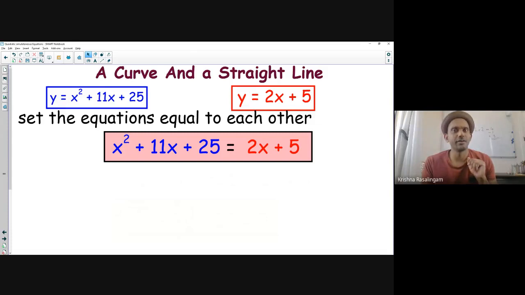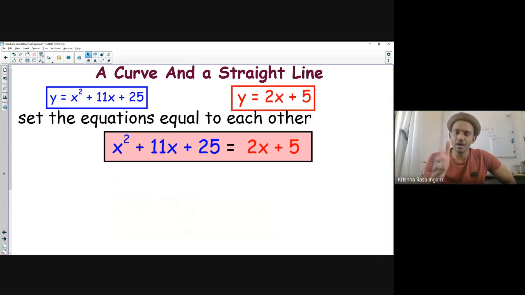We know if y equals x squared plus 11x plus 25, and y is also equal to 2x plus 5, then it is fair to say that x squared plus 11x plus 25 must also equal 2x plus 5. And now in a position where we only have one unknown, we can solve it.